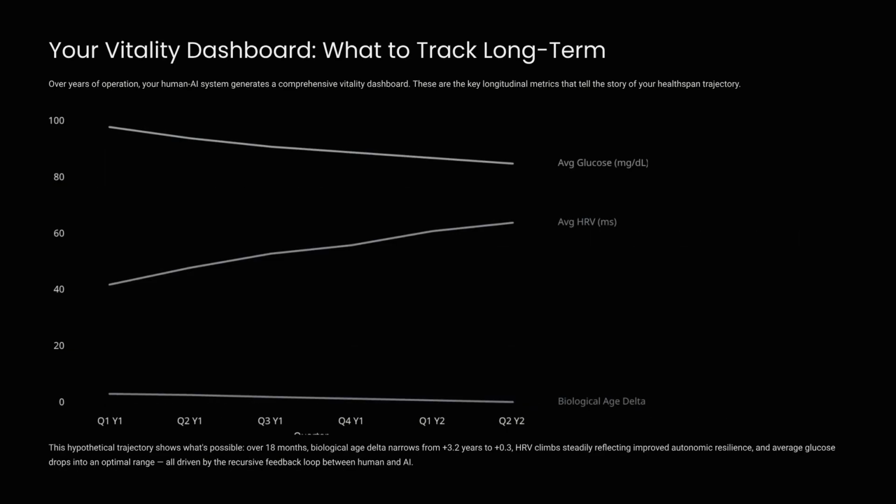Your Vitality dashboard tracks key longitudinal metrics over years. An 18-month trajectory, as shown, demonstrates the potential. A narrowing biological age delta, improved heart rate variability, and optimized average glucose, all driven by the human-AI system.